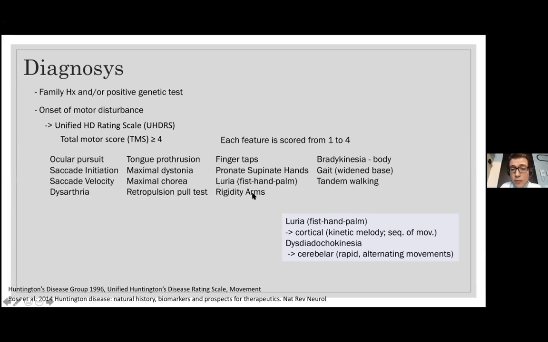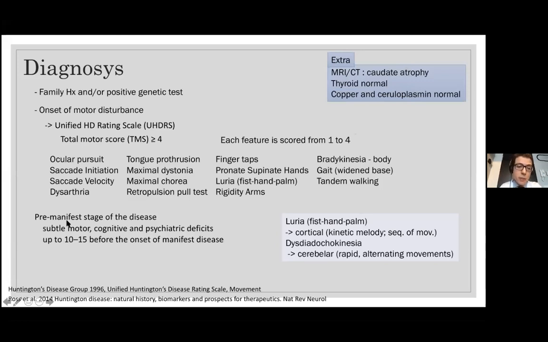Okay, and also rigidity of the arms, bradykinesia, gaits, which can become widened, and tandem walking. So lots of features which we can then monitor to assess progression of the disorder, but in order to consider motor onset, it has to be 4 or more. Okay, and if you only have family history, then it's definitely interesting to also get an MRI or a CT to look for caudate atrophy and to have some consistency, and also to check for the thyroids and for Wilson, so looking at copper and ceruloplasmin, because you want to make sure that it's not a different type of chorea. And as I mentioned, there is a pre-manifest stage before the motor onset, which can happen 10 to 15 years before this onset.